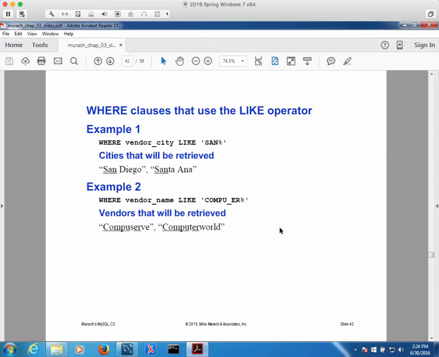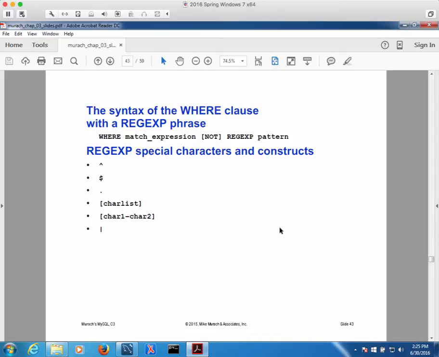So let's look at some examples here. The first one says where vendor city like the string SAN percent. So any character string that begins with SAN. Or we have where vendor name like COMPU, and then the underscore percent. So anything that begins with COMPU, some letter, any letter, ER, and then any more letters afterwards. So CompuServe and Computer World both qualify. Two old-time players, actually.